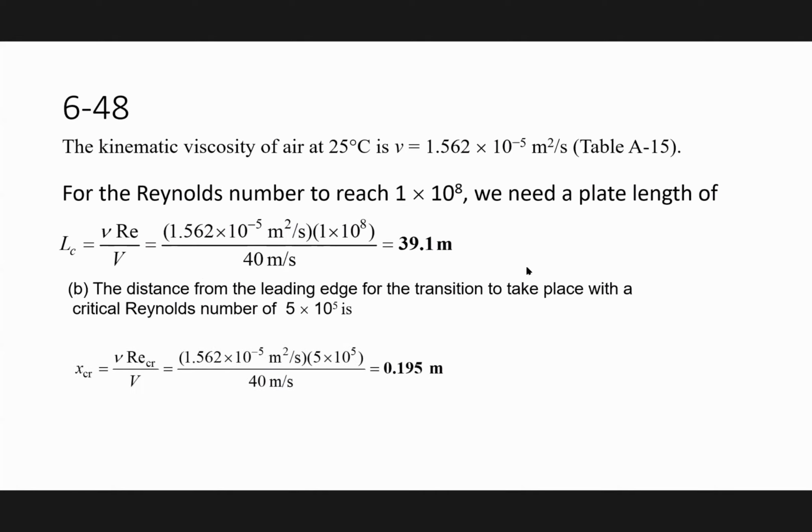Therefore, the critical length becomes almost 0.19, meaning almost 19 centimeters. After 19 centimeters here, the flow becomes turbulent. And here is the turbulent region, okay? Any question?